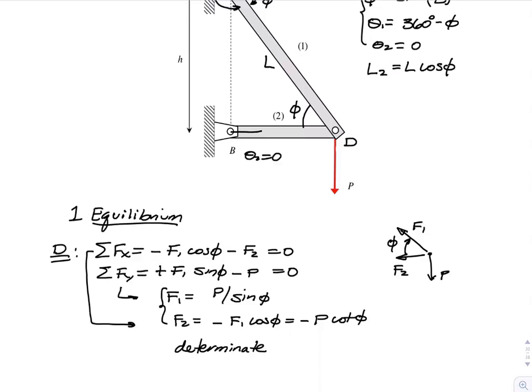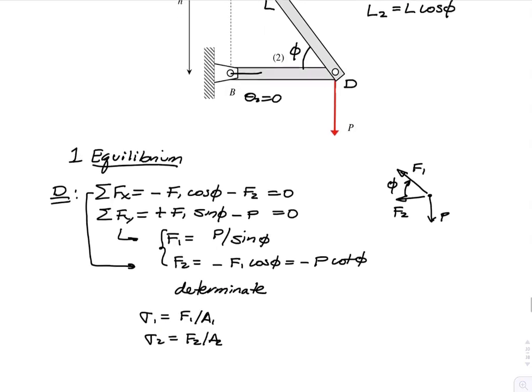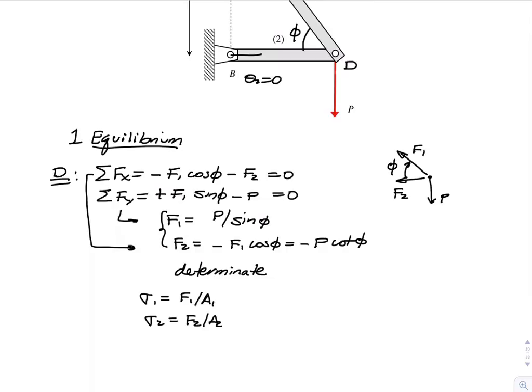And so therefore the axial stresses, we have that sigma 1 is equal to F1 divided by A1, and sigma 2 is going to be the now known force F2 divided by A2, and the cross-sectional areas of the two members are the same. So strictly from equilibrium, we're able to get the internal stresses. Okay, so now what we want to do is find the horizontal and vertical components of displacement.